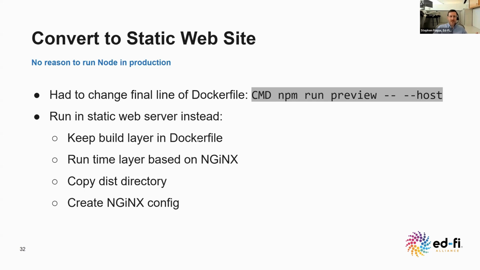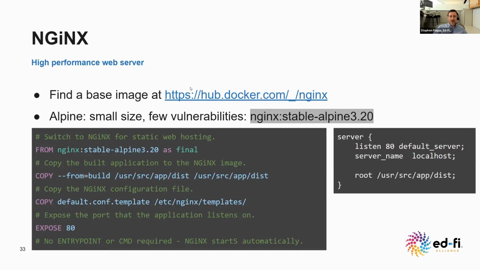So you keep your build layer in the Dockerfile, but then you add a runtime layer based on another web server. For example, my favorite, Nginx, could be Apache. I'm sure there are many other good HTTP servers. So let's show that real quickly. Nginx is a great web server.